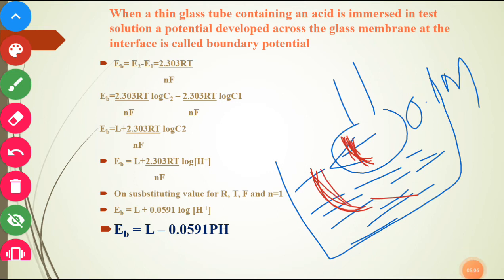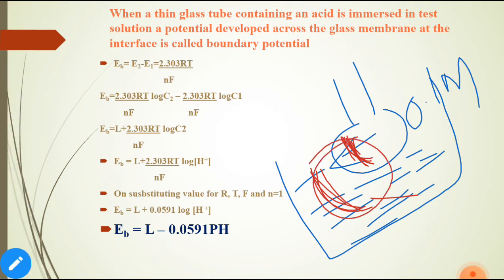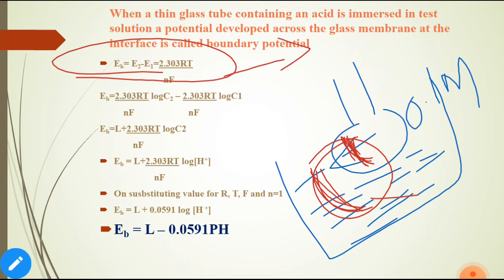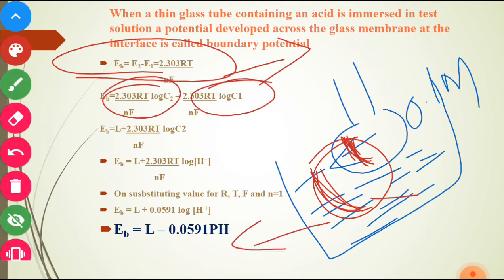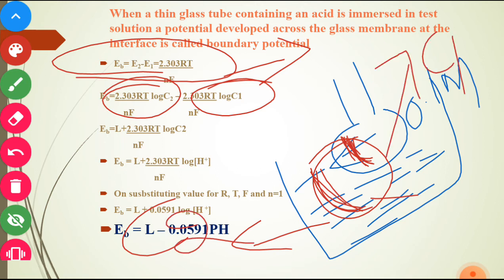The potential developed across the glass membrane at its interface is called the boundary potential. The boundary potential is given by EB equals E2 minus E1, where, as we all know, using the Nernst equation, 2.303 RT divided by NF, you determine the glass electrode. We have taken the concentration outside as C2 and inside as C1.